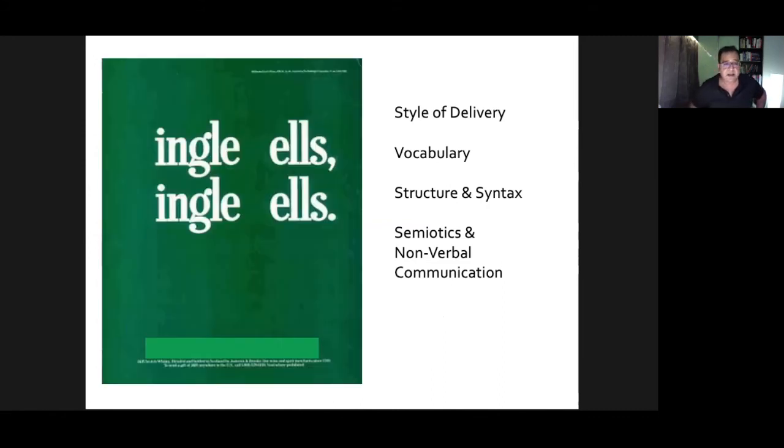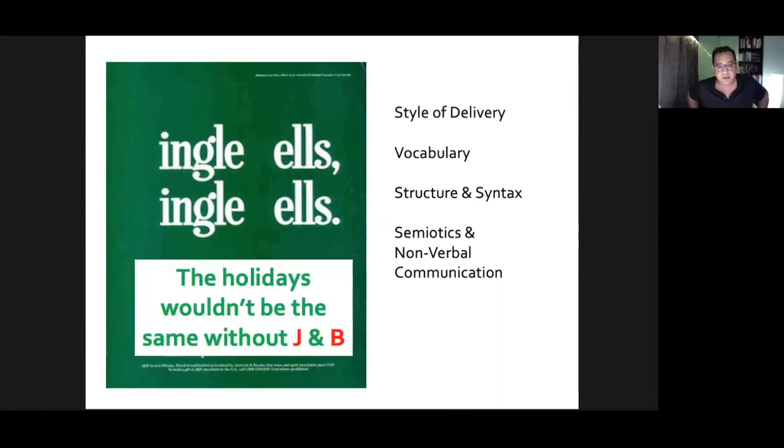And of course, I think this one is perhaps the nicest one, considering it's always Christmas in the air. Ingel Els. And this ad, by the way, was displayed in 1990 on a hoarding in Times Square in New York. It won a ridiculous number of awards, because they then added this to say the holidays wouldn't be the same without J and B, which is Jingle Bells, and of course, in this particular case, something else. So again, another example of what you could look at in the context of when you're looking critically at an advertisement.